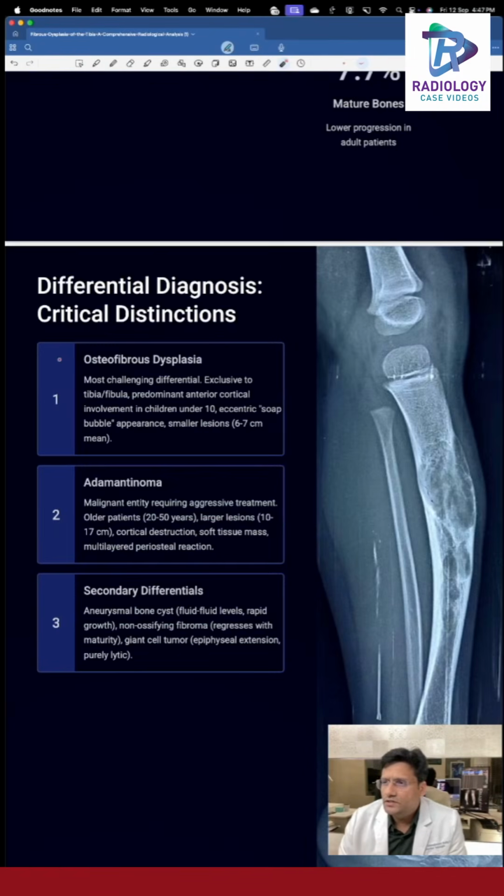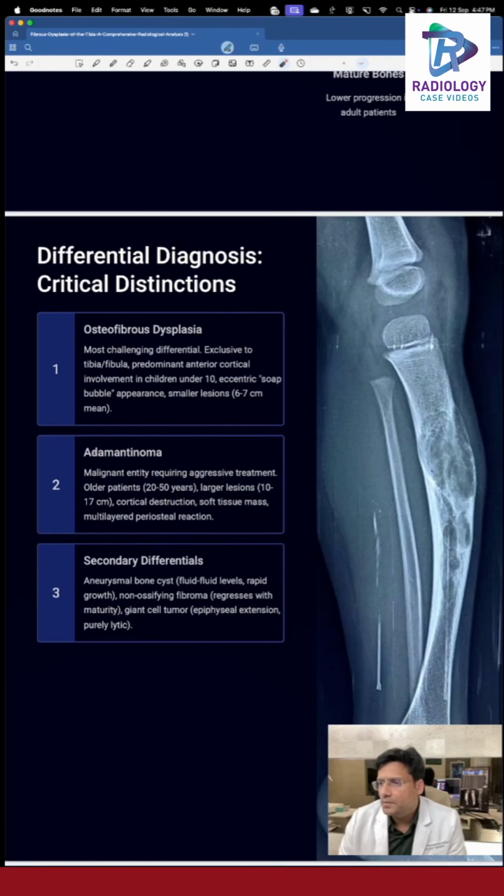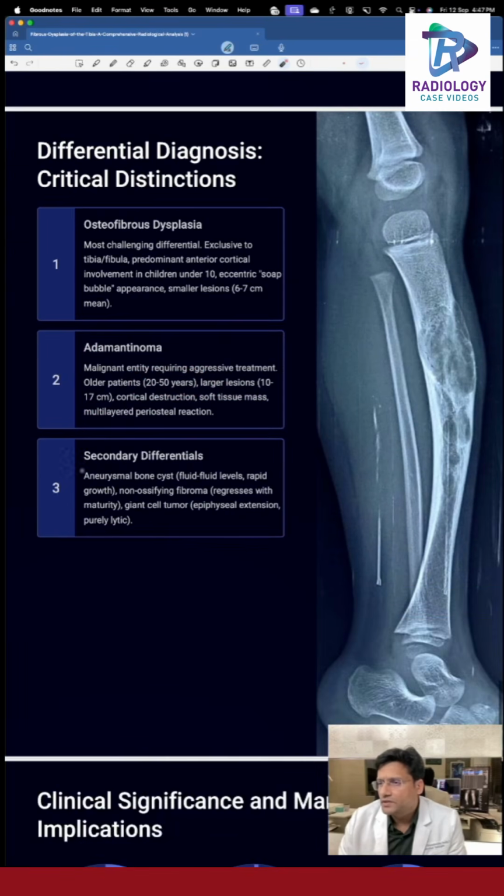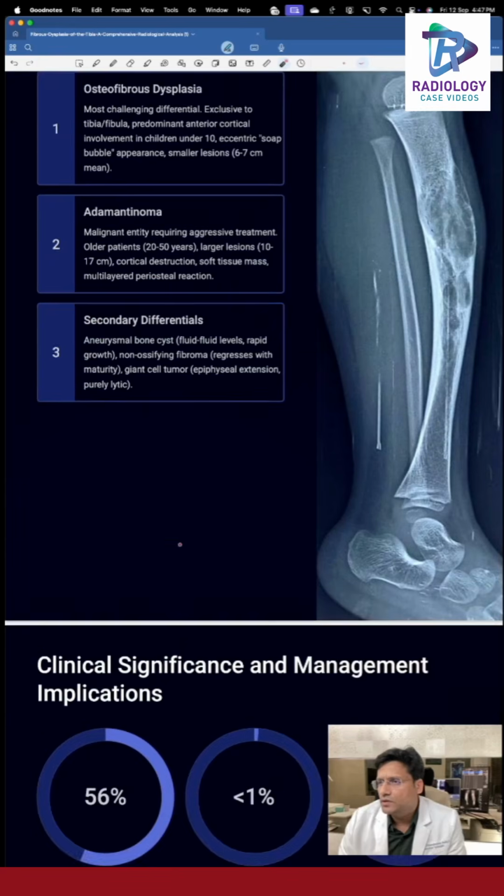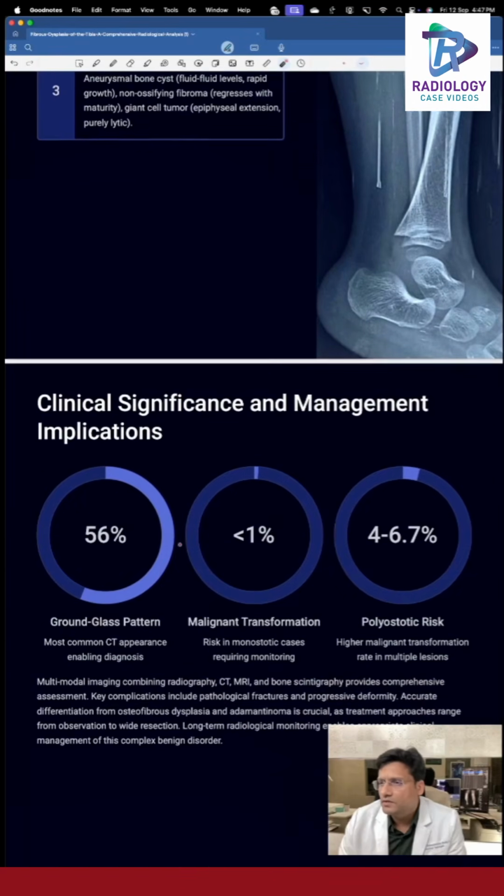Other differential diagnosis considerations for this: you have this soap bubble appearance. This is a typical soap bubble appearance. You can consider osteofibrous dysplasia in a younger age group. If it is an older age group, 20 to 50 years, and larger lesions, 10 to 17 centimeters, you should consider adamantinoma. Other differentials like aneurysmal bone cyst can also be considered, but in our case, fluid levels were absent.